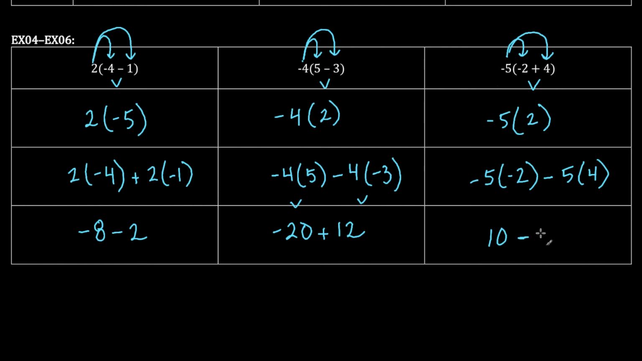5 times 4 is 20. I can check that. Negative times negative is a positive, and negative times a positive is a negative. All right, good. Let's go to the second part.